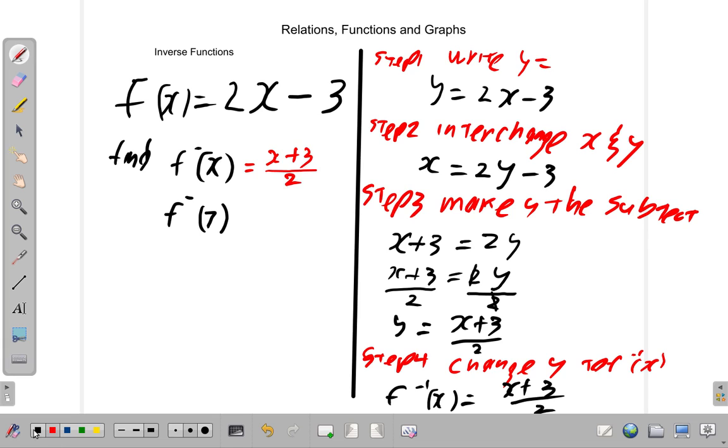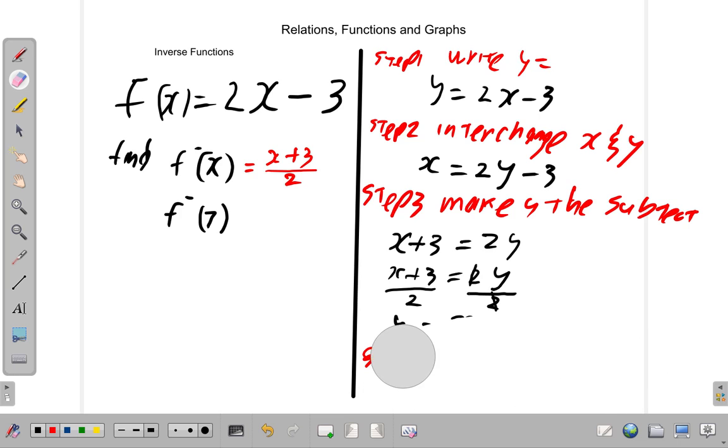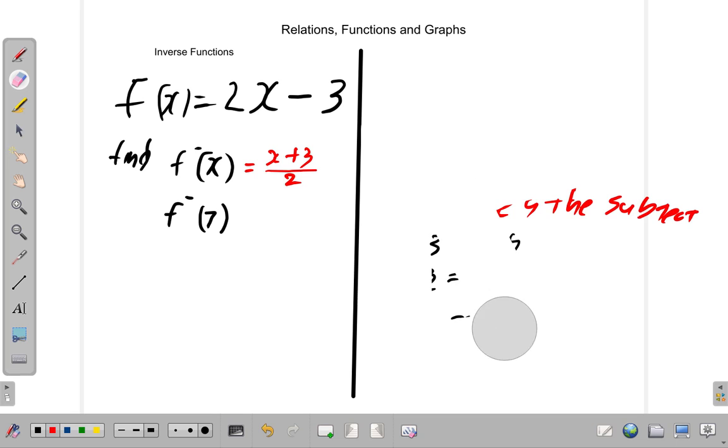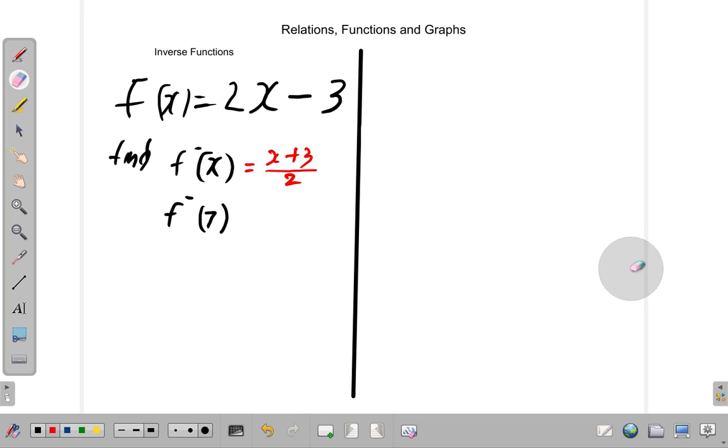Let's get rid of these. We need a space. We should write this down in a notebook to remember the steps that we take in getting the inverse function. Let's erase these things here. Now we want f inverse of 7.